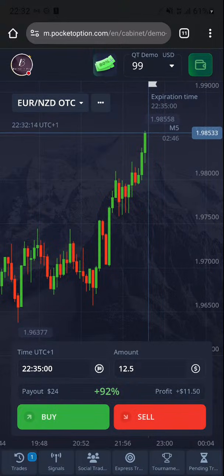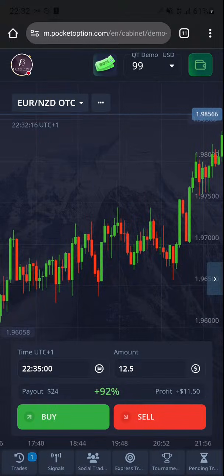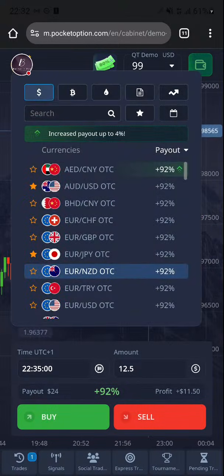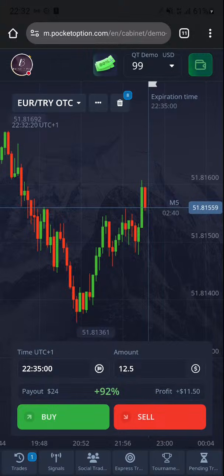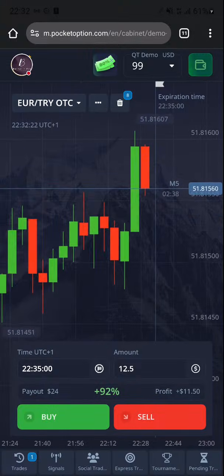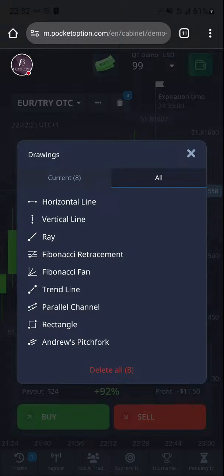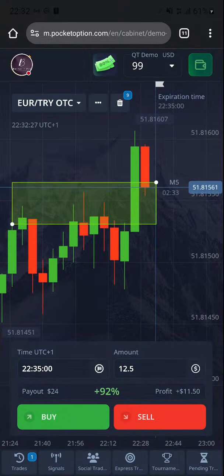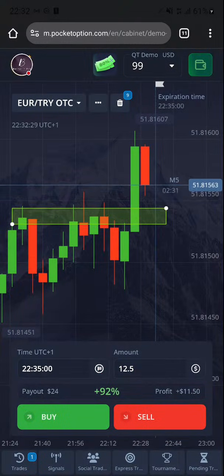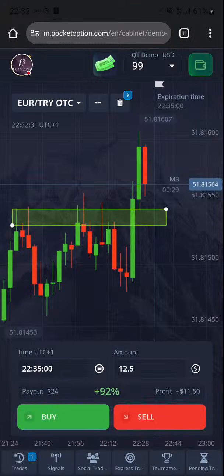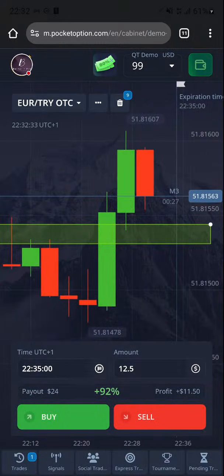Let's see how this one goes. This may be a very good opportunity here. This may be a very good decision point trade. Let's check if we have a decision point here.